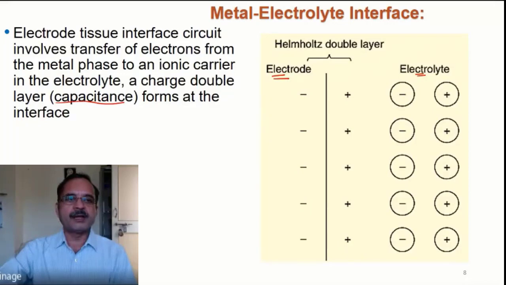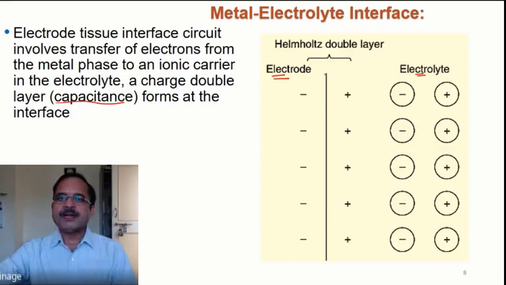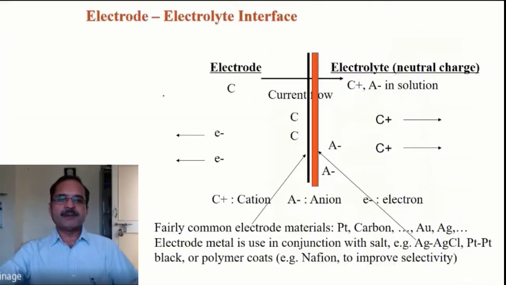So here it works like a capacitor, because there is an insulator in between. On one side there is a positive charge, on the other side there is a negative charge, so it gives rise to some capacitance. As you can see, the same thing here: on one side there is an electrode, on the other side there is an electrolyte. In chemistry, you might have seen cations, that means the positively charged ions, and anions, the negatively charged ions, A minus.